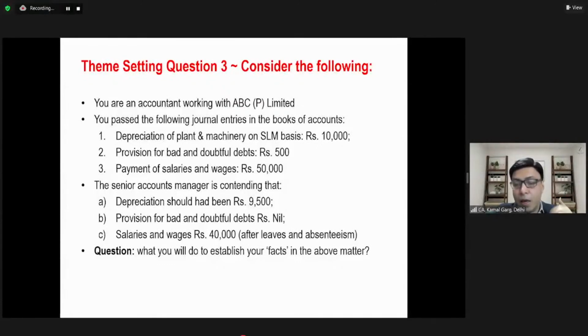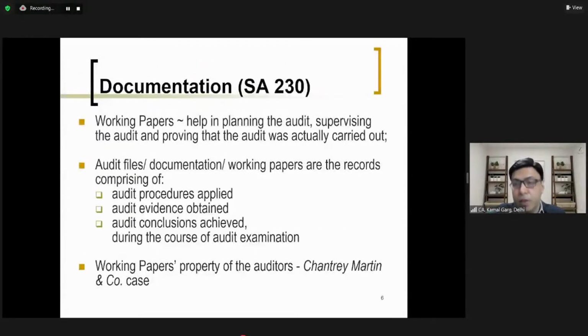And that is where I will be able to prove that audit of depreciation actually was carried out. SA 230 has defined working papers also. And what they say, audit working papers are also called audit files or merely the documentation. And these are the records comprising 3 elements. So audit documentation has 3 elements.